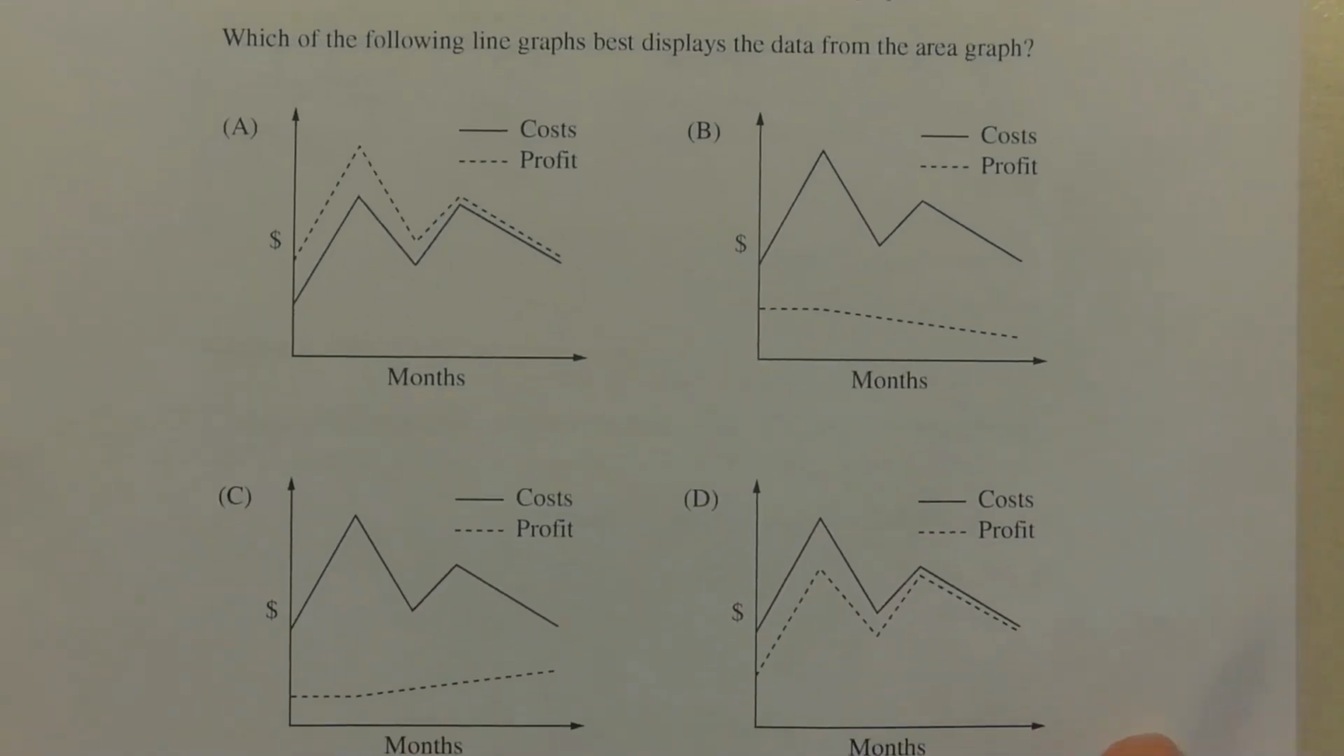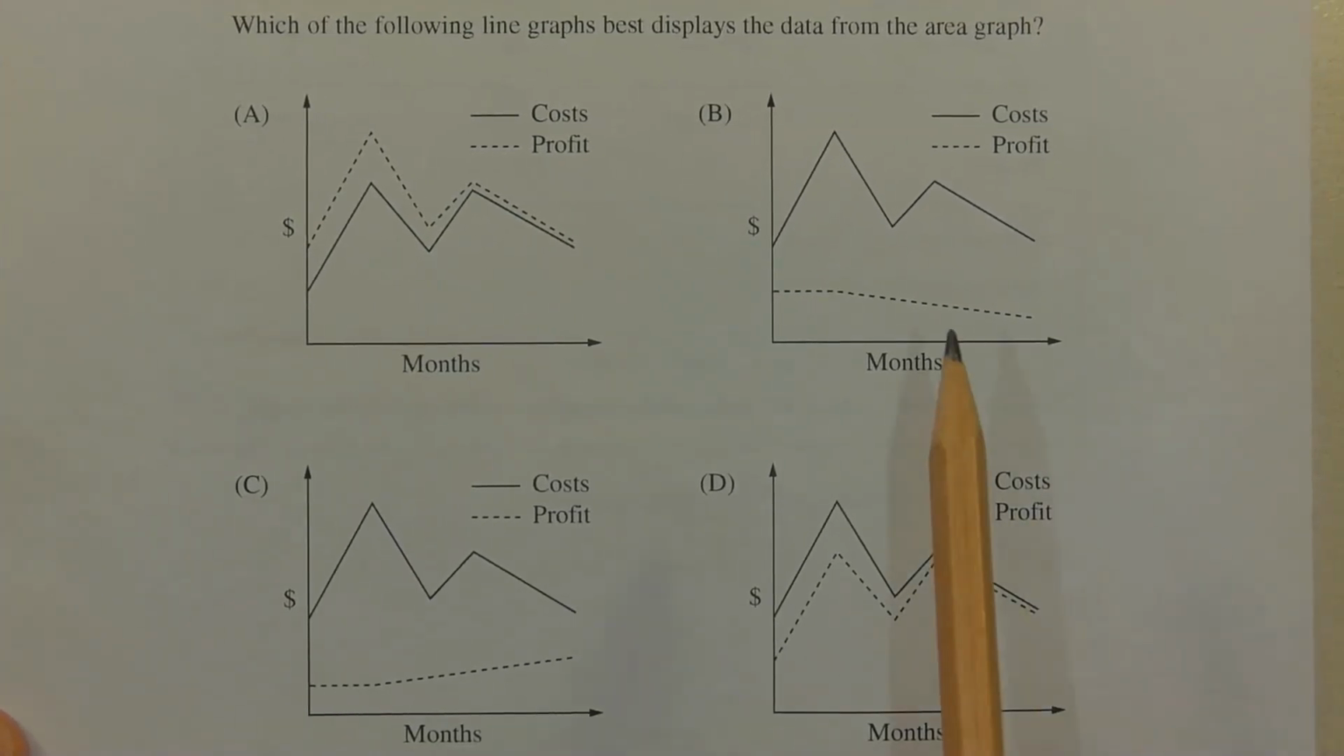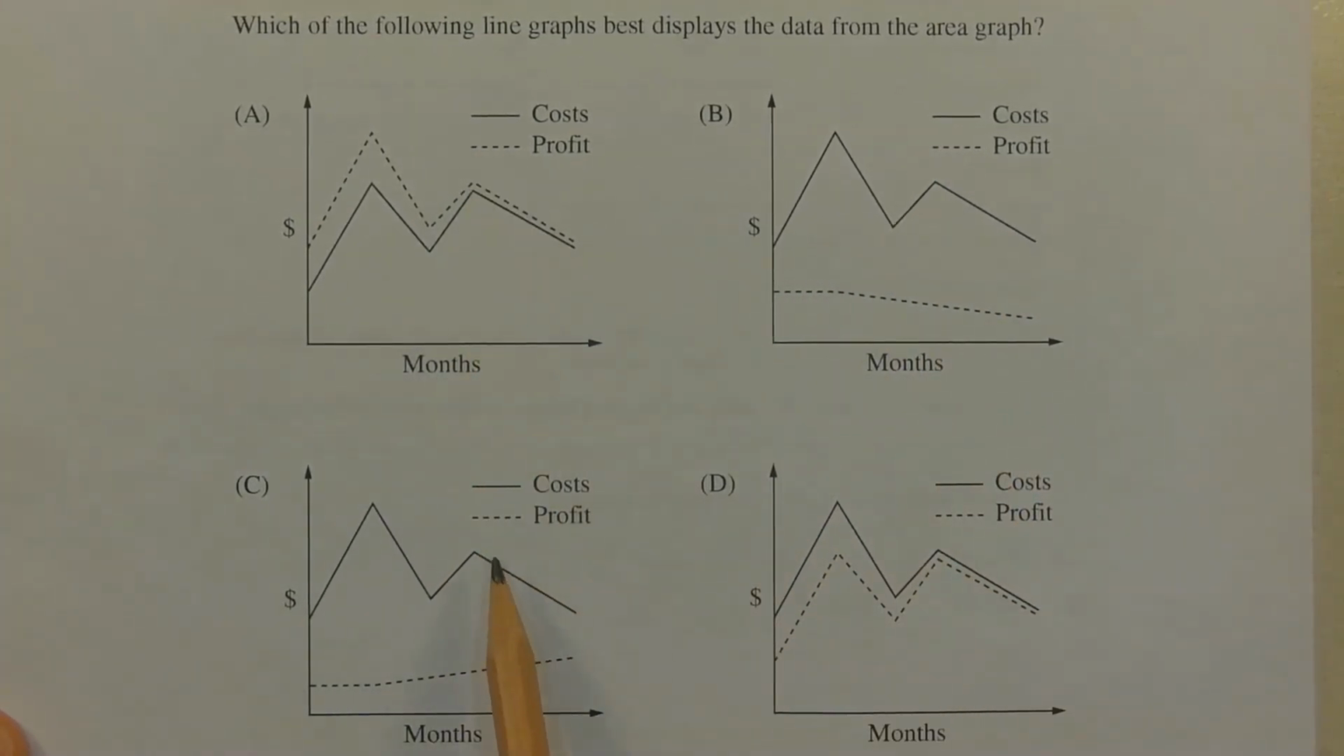Let's consider the four options, and specifically the dashed line that represents profit. So what we're looking for is a dashed line that is horizontal to begin with, and that represents constant profit, or the same profit over a period of time, and then the profit getting less and less. So in other words, the dashed line approaching the x-axis from a certain point in time right through to the right-hand side, or right to the end of the x-axis.